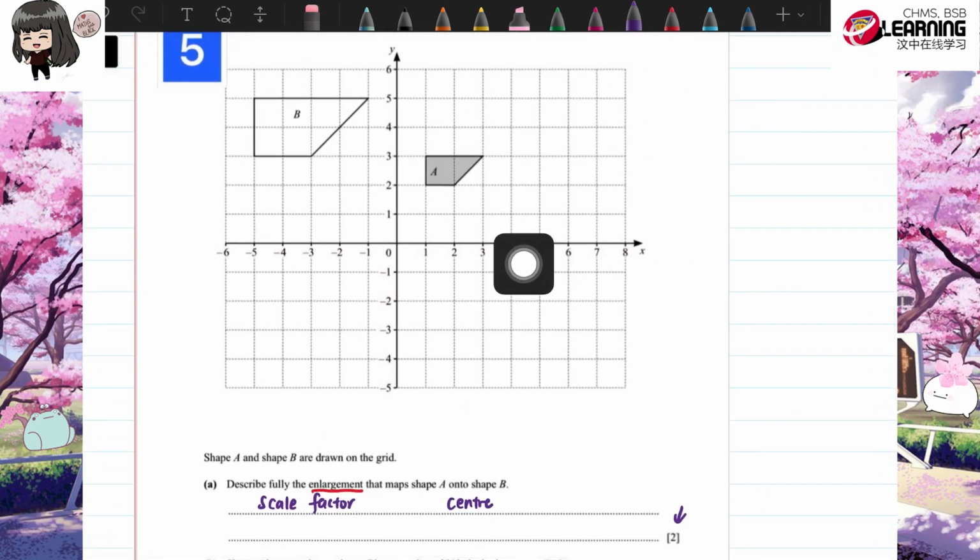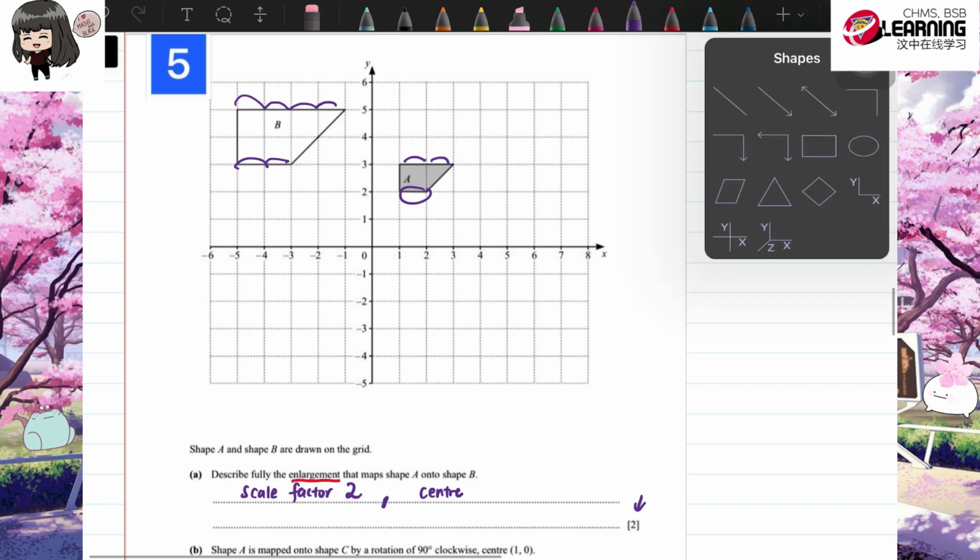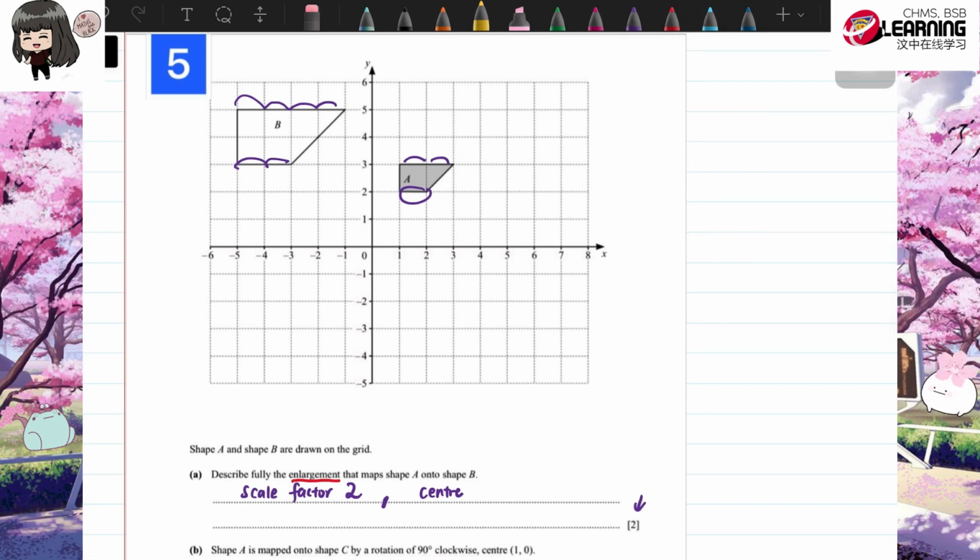What is the scale factor here? Shape A onto B, you can see that there are 2 boxes here, 1, 2. This one becomes 4 boxes, so it means that it enlarged 2 times. So scale factor is 2. Or you can see 1 box here, right? Here is 2 boxes, so double. So scale factor 2. And to find the center, what you need to do is to draw the line.